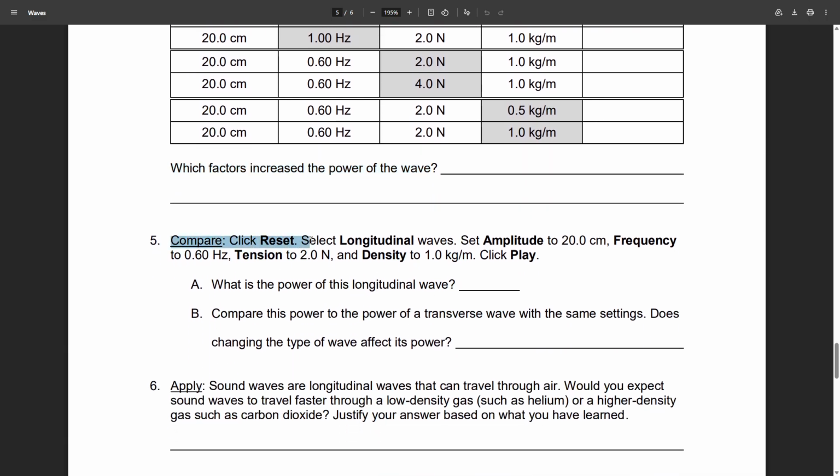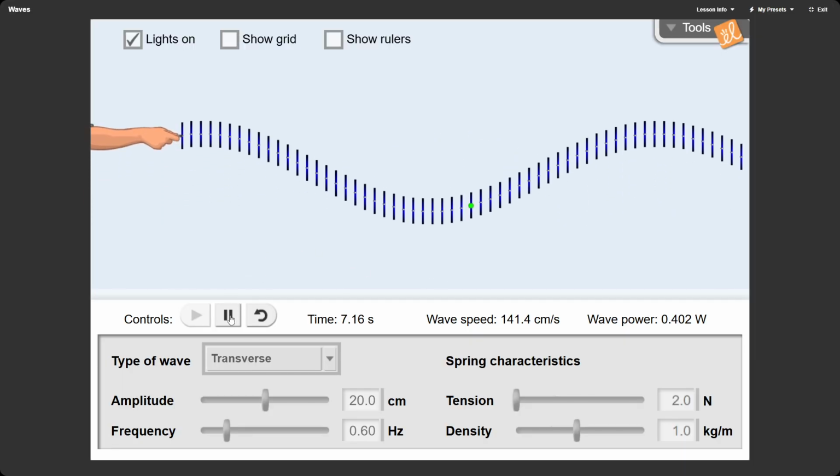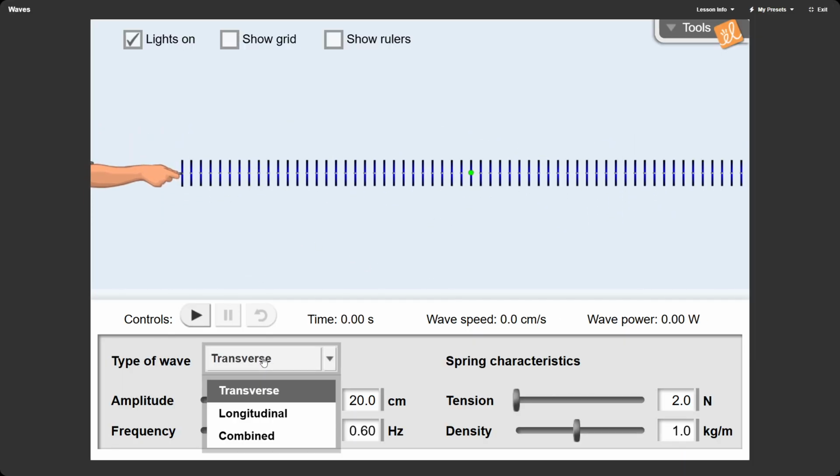Compare. Click reset, select longitudinal waves, set the amplitude to 20 centimeters, frequency to 0.60 hertz, tension to 2 newtons, density 1, and click play. So we're going to pause this, reset it, transverse to longitudinal.